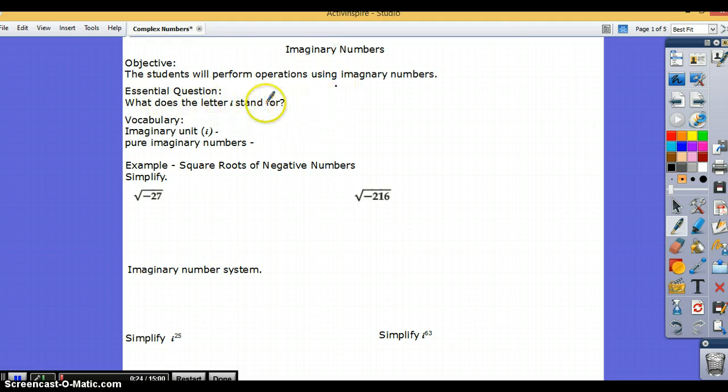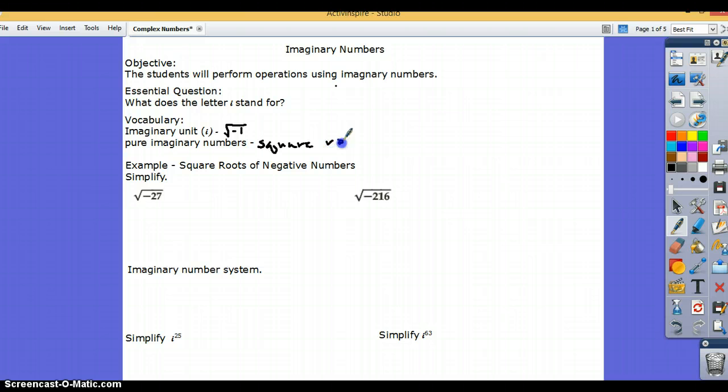So it says, what does the letter i stand for? Right? So an imaginary number or imaginary unit or i is actually the square root of -1. Pure imaginary numbers are square roots of negative real numbers, which is really what today's lesson is showing you. Alright, so square roots of negative real numbers are finding pure imaginary numbers.